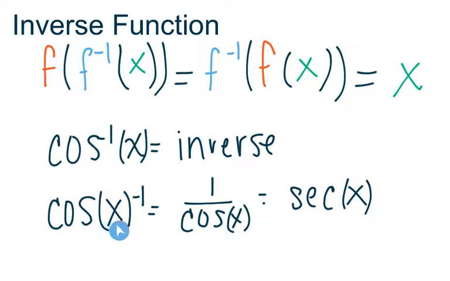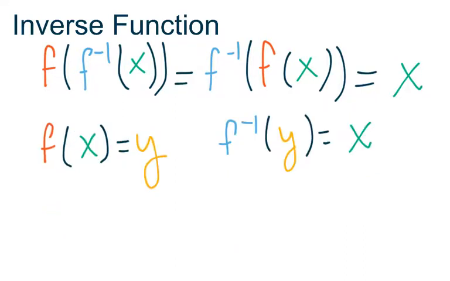However, if we have cosine x and then a -1 out here on the outside, you can think of it, that's going to indicate our reciprocal, which is 1 over cosine of x, which is actually the same as our secant function. So it's really important that you don't confuse these two different meanings for the superscript here. So in one case it indicates an inverse, and then in the other case it indicates the reciprocal.